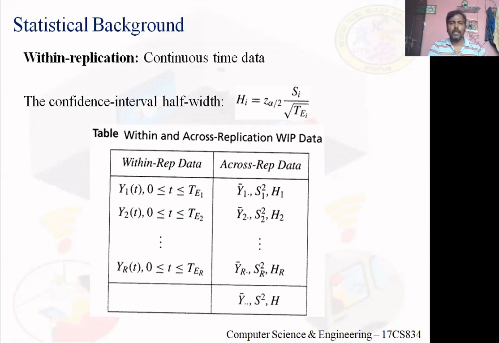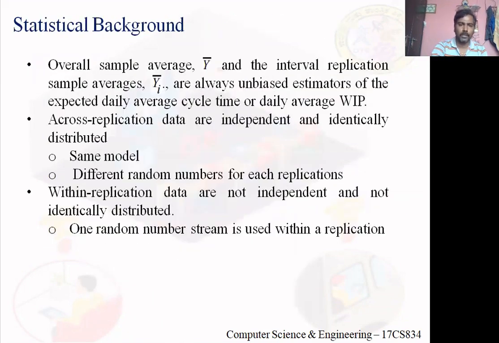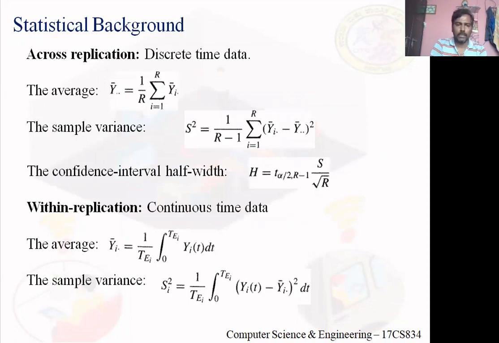So since t is continuous, to compute the average number of parts, what do I need to make use of? Integration. Remember, right? When time is continuous, to compute average, I need to make use of integration. So using integration, clear? Have a look at this. Within replication, continuous time data. So how am I going to compute the average? Using integration 0 to te of yi of t dt divided by te in i. Here i means it's an ith run. Got it? It's an ith run.